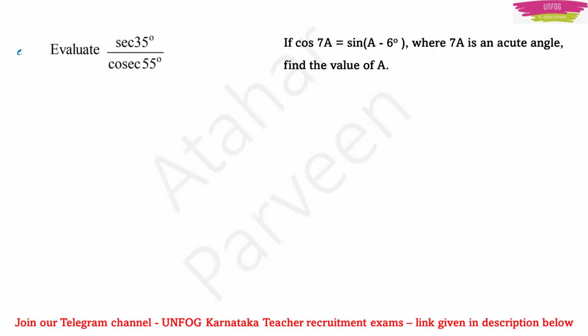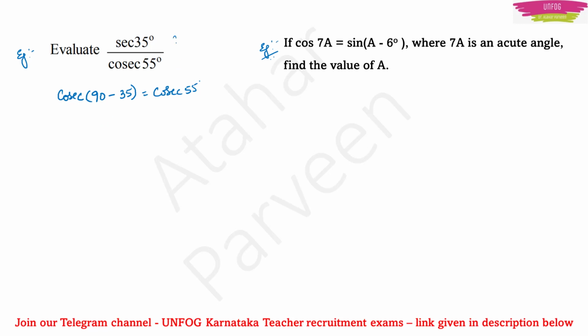Next, I have two more examples. Actually, I have many problems. I am going to solve many problems in this class. For this one, you have to use the complementary angle relations here. You can write cosecant of 90 minus 35 as cosecant 55, right?